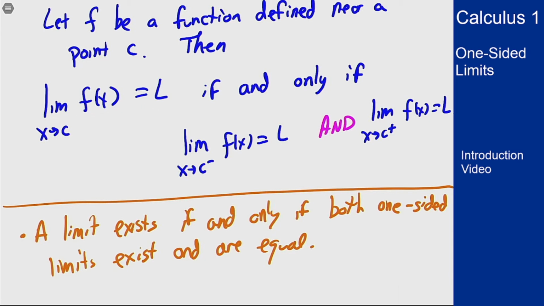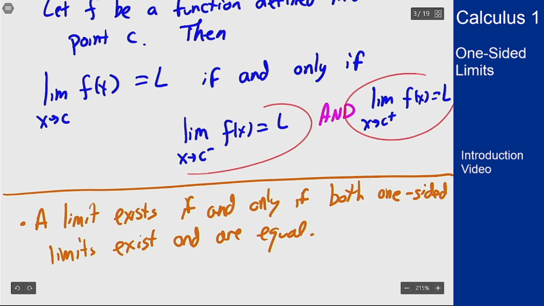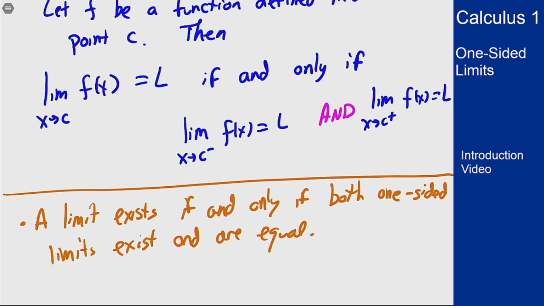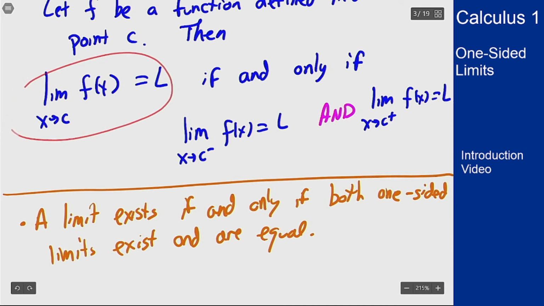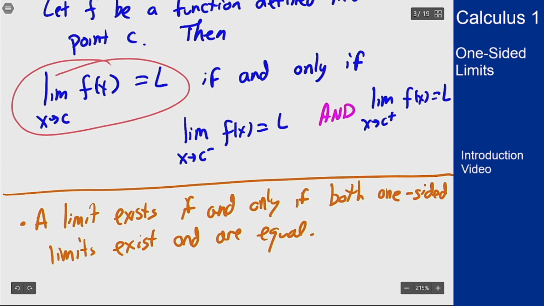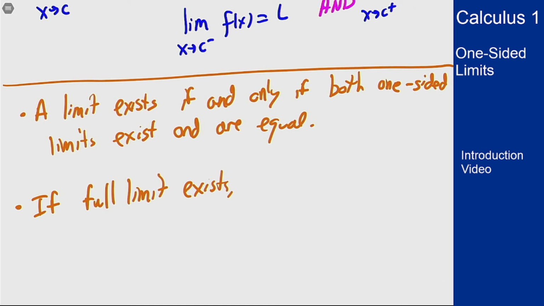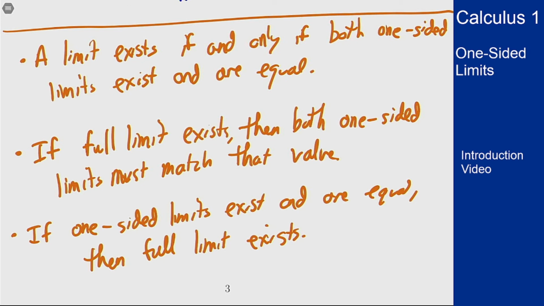And this theorem, as an if and only if, works both ways. So it says both, if these two limits are the same, then I am guaranteed that my two-sided or full limit exists and is that number. But it also means that if I know that this limit exists, I am then guaranteed that both of the one-sided limits exist and are both equal to that same number. So if the full limit exists, then both one-sided limits must match that value. Those are all our facts that we get from this theorem.